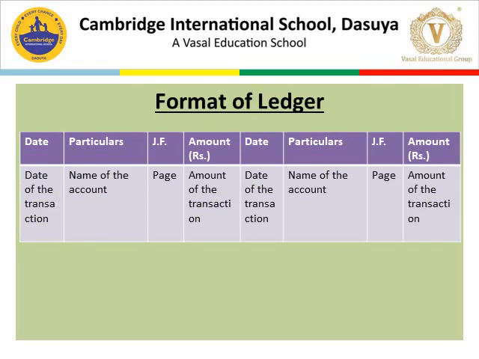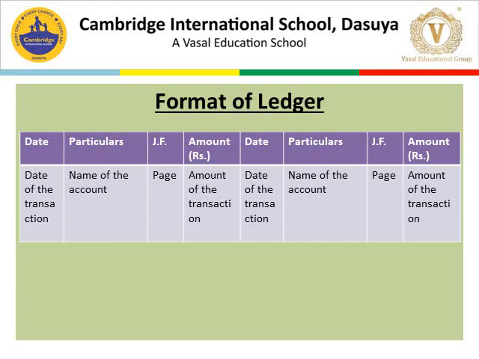Here is the format of ledger. Format means how we have to draw the ledgers. We have a particular format or a particular specimen for making a ledger. In ledger, there are 8 columns and 2 rows.